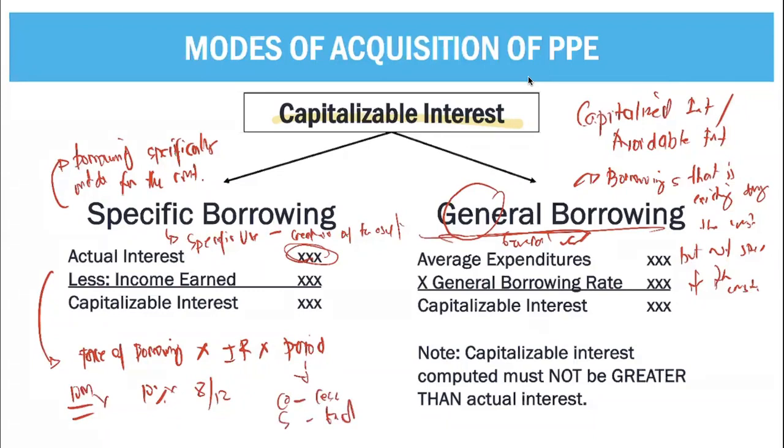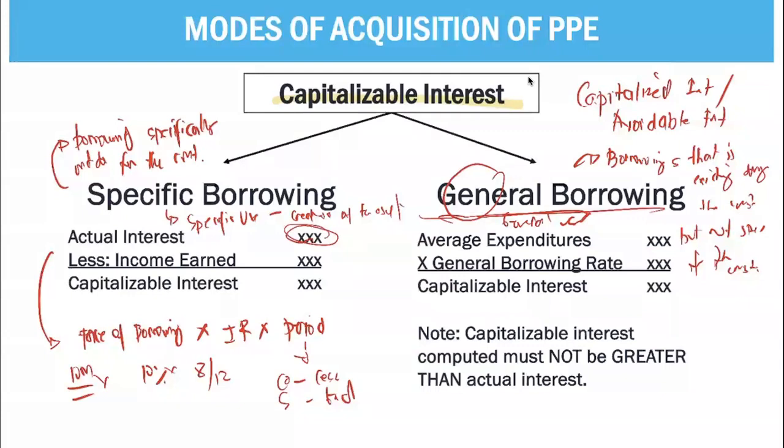And what if it is a general borrowing? A general borrowing is a borrowing for general use. So it is only existing, but it is not really for the construction of the asset. So first, we need to get your general expenditures. What are your general expenditures? Your general average expenditures is equal to your expenditures multiplied by your months outstanding. For the purpose of this discussion, I will not talk about how to compute your average expenditures. But again, you just need to compute using your months outstanding.